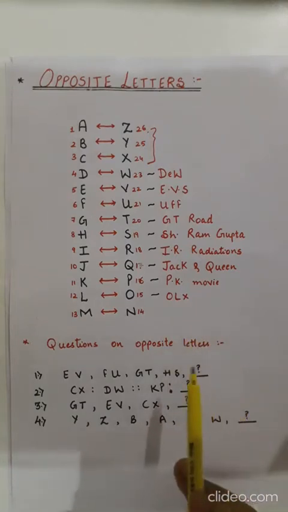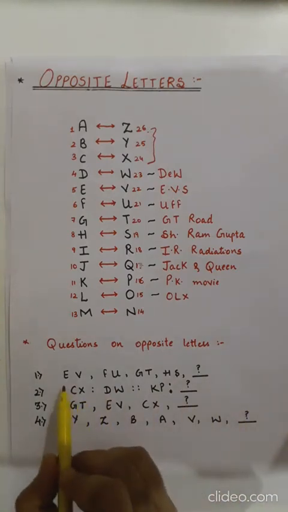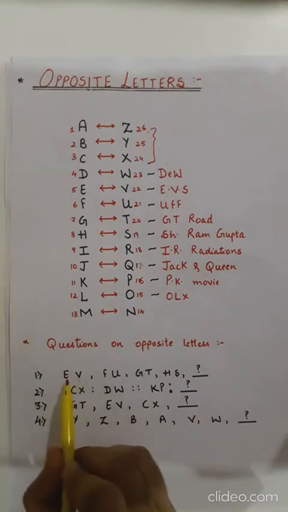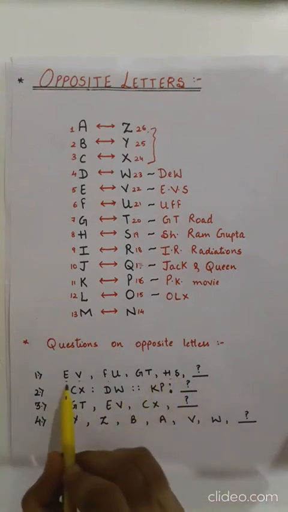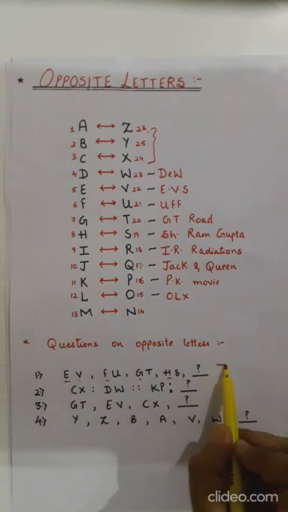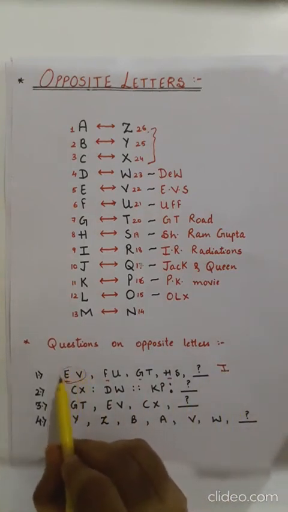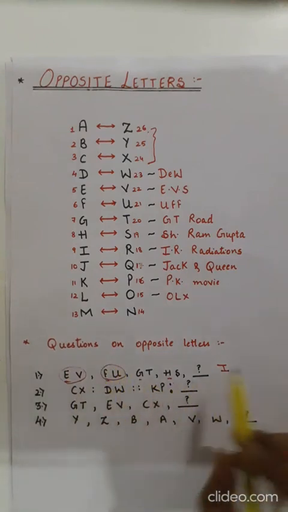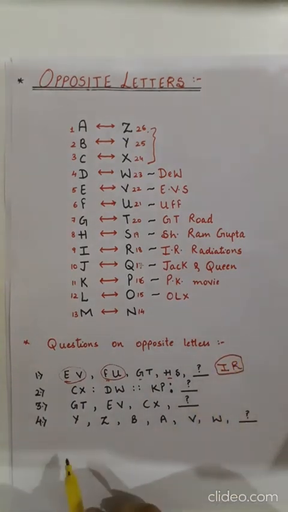Next we are going to sort out some questions based on opposite letters. As we have learned that E's opposite is V, we have learned a trick, EVS. So we can see that these are given as opposites. But if we see the first letters, they are going in continuity: E, F, G, H. Next is I. If we see the first term, its opposite is given, so we need not count the second term. We can easily write that the opposite of I is R. We have learned it by IR radiations.